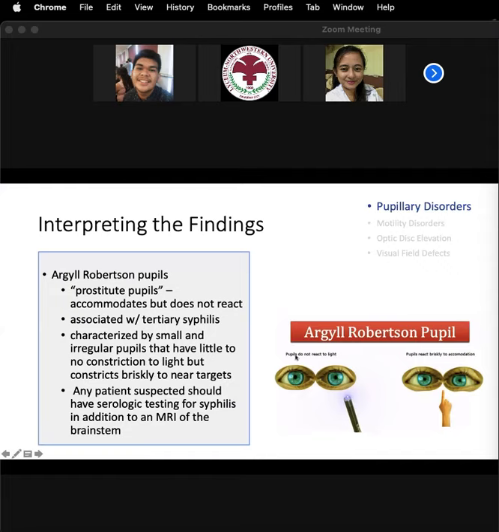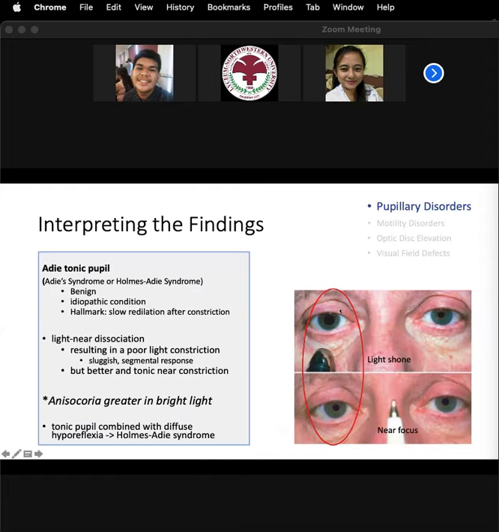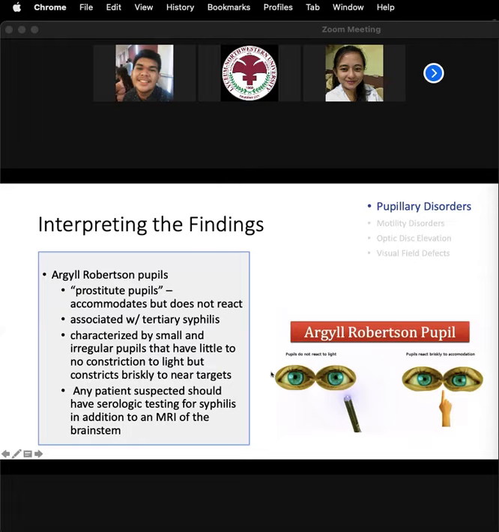So in here, kanina in the Adie's tonic pupil, dilated siya. Ito naman, small lang siya, small irregular pupils. Pero mas malaki or the pupils are a little bit bigger dun sa abnormal, although it's not that dilated. Then when you ask the patient to look at near target, the pupils become even smaller, like pinpoint pupils. So that's the difference.